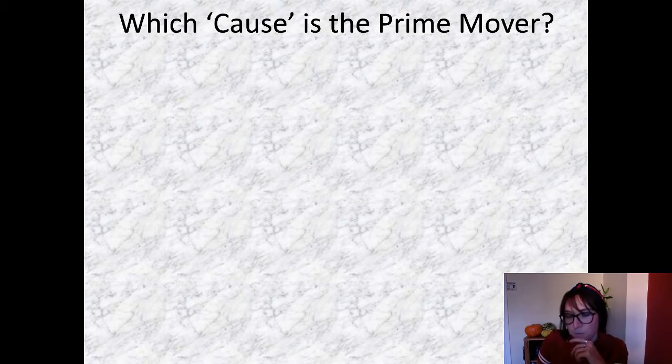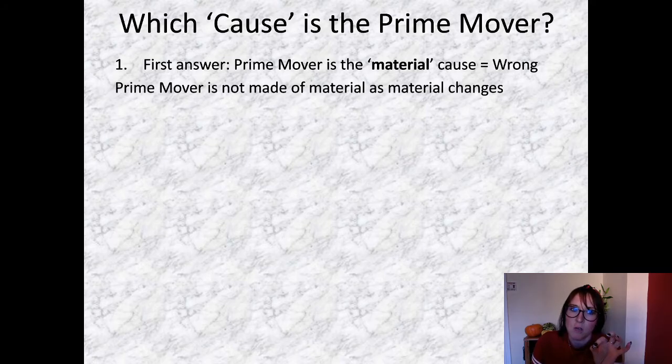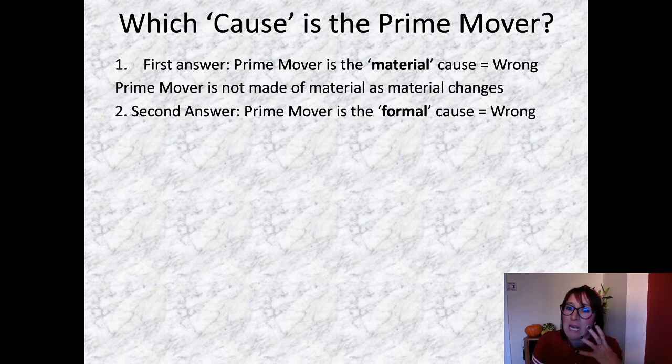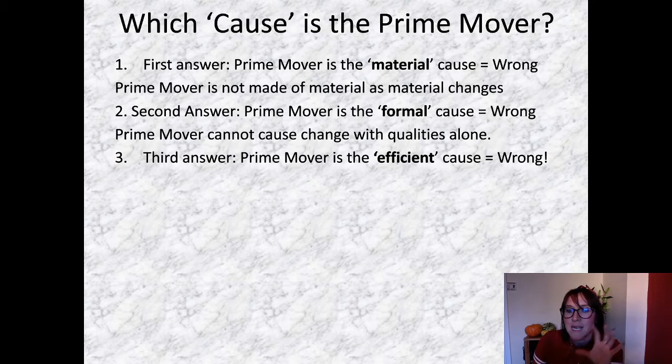If you went with material, wrong. It is not the material cause. Why? It can't be made of material because material changes. The prime mover cannot change. That means it is also not the formal cause. You can't have characteristics without material.